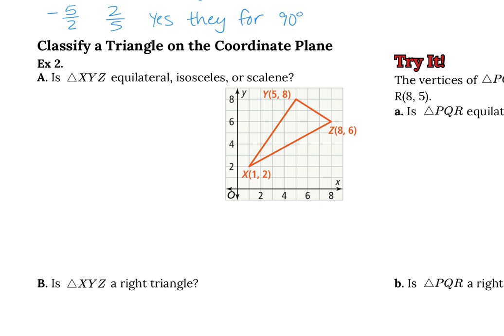All right, for an equilateral triangle, all of our sides would be equal to each other. Isosceles, 2 of the sides would be equal. Scalene, none of them are equal. So we want to find the length of each of the sides. So we're going to use our distance formula to find the length of each side.